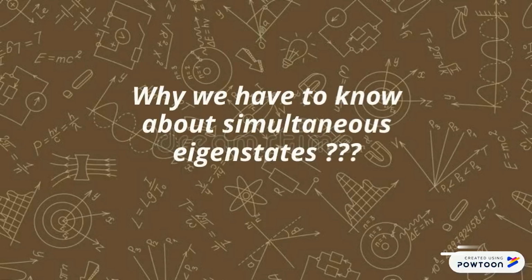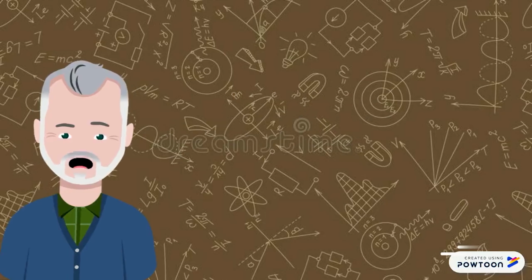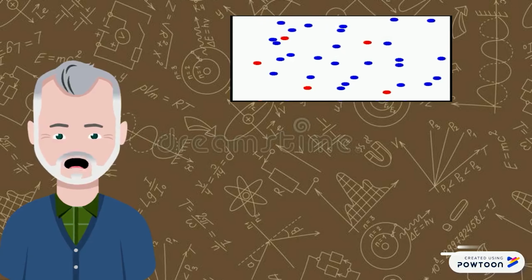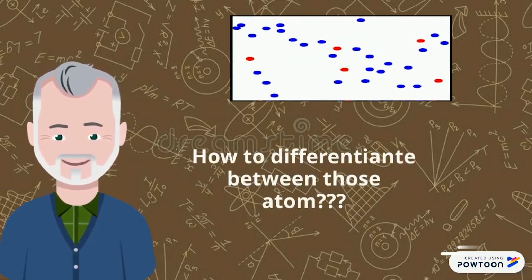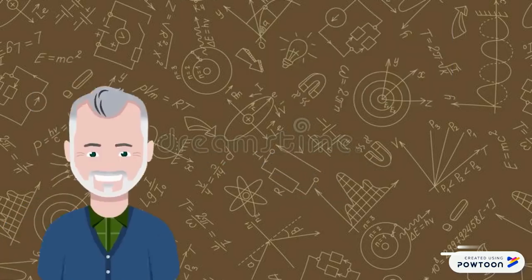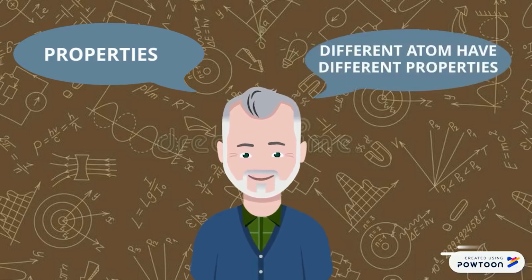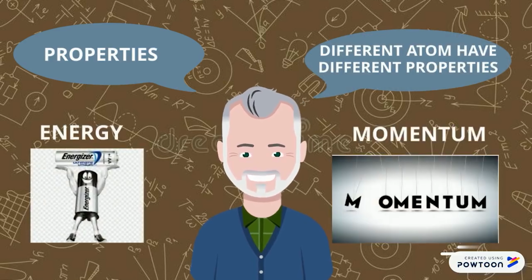Why do we have to know about simultaneous eigenstates? Imagine that we have one box. In that box, there are 1,000 atoms that keep moving. So, how do we differentiate between those atoms? The only way we can differentiate them is by using properties, because different atoms have different properties. Some of the properties are energy and momentum. By knowing the eigenstates, we can know the momentum of the atom.